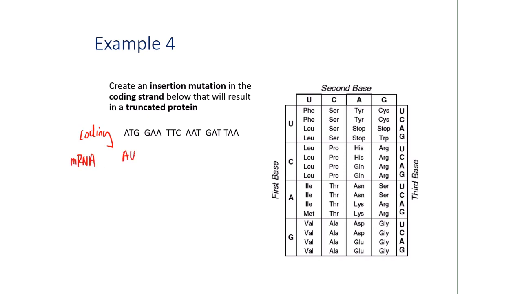So we have AUG, GAA, UUC, AAU, CAU, UAA. Okay, so what are we going to insert? Remember, we have to insert something that will create either UAG, UAA, or UGA. So where can we insert something to create the stop codon?